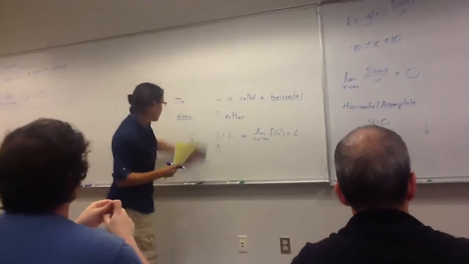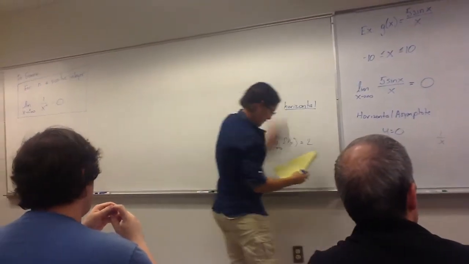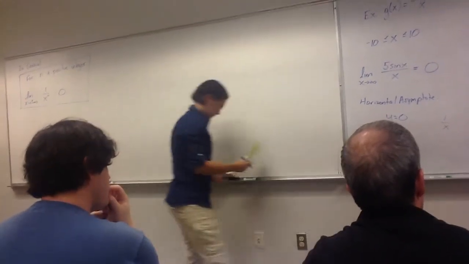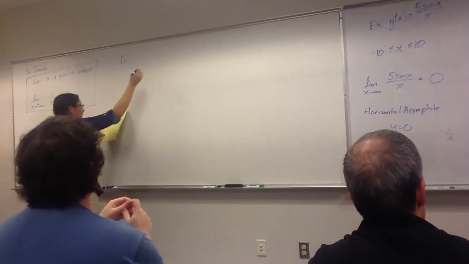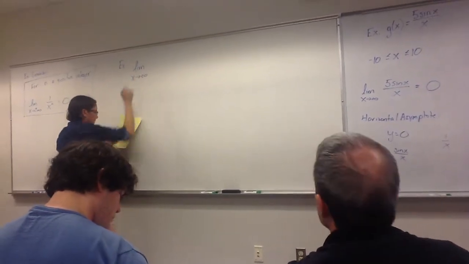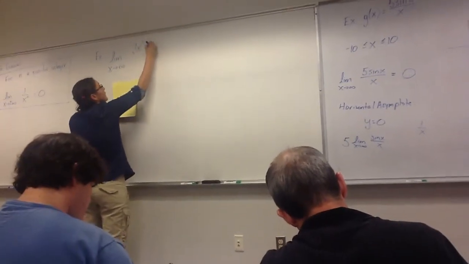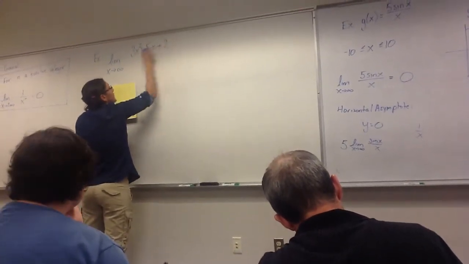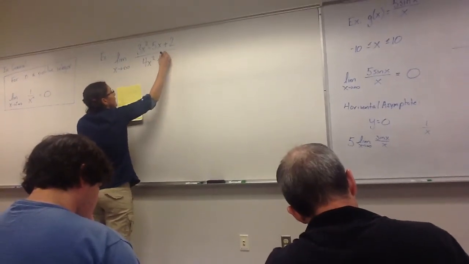All right, now just that piece of knowledge right there is going to help us to work with these limits algebraically. And so let's take a look at a slightly more complicated example. Let's look at the limit as x approaches infinity of 3x squared minus 5x plus 2 over 4x squared plus 1.